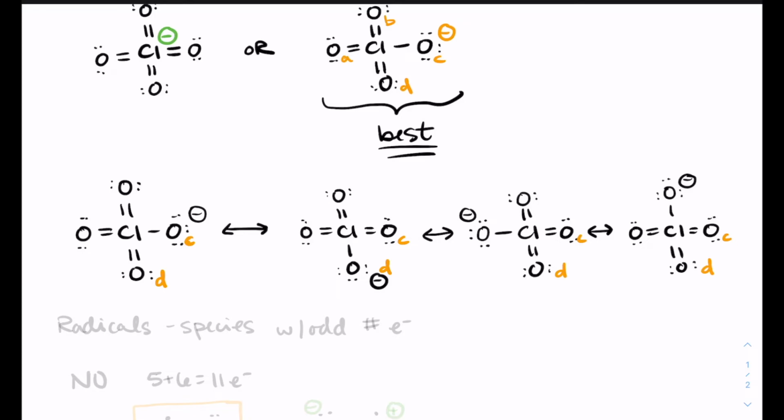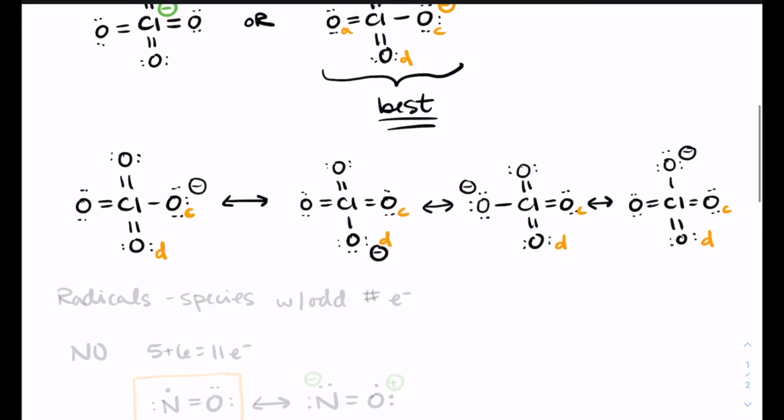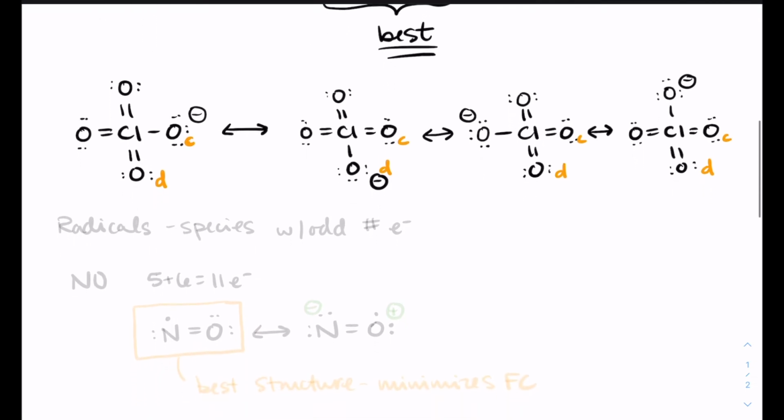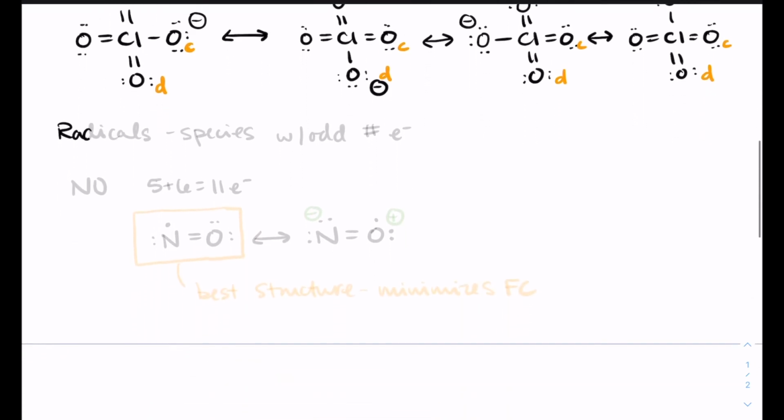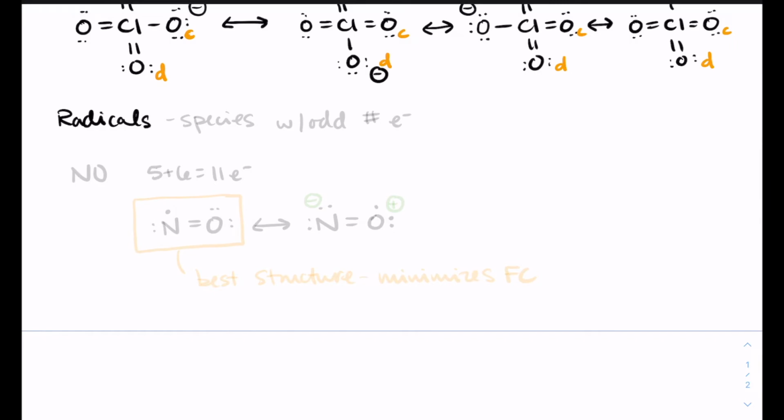Okay, we are going to talk about radicals in this video as well. A radical just means that it has an odd number of electrons. So we will have to try to figure out where to put that lone electron. So I have NO here as an example, and there is a rule for radicals, which is that you put the single electron on the less electronegative atom.